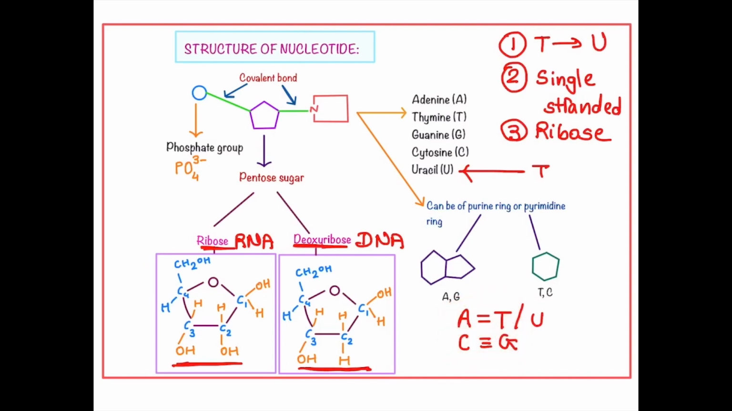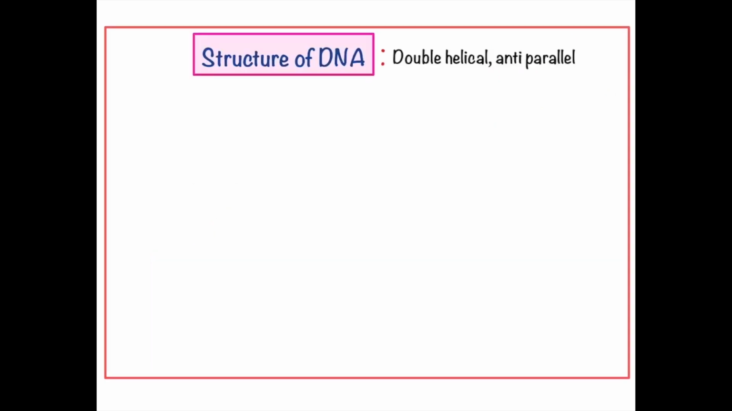Now let's see about the structure of DNA. So DNA is always double helical, right? It is double stranded and it is antiparallel. So one strand of the DNA will be antiparallel to the other strand of the DNA. So let's draw now the nucleotide.